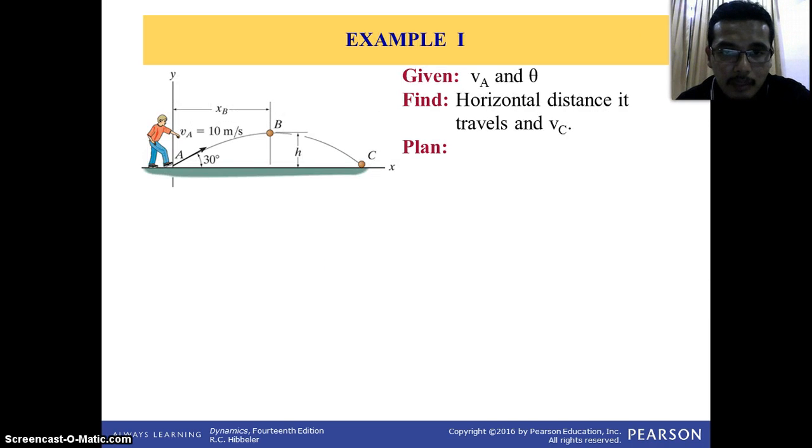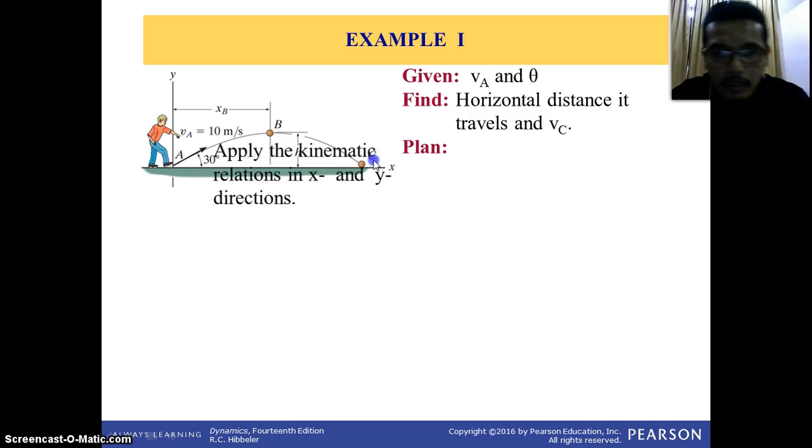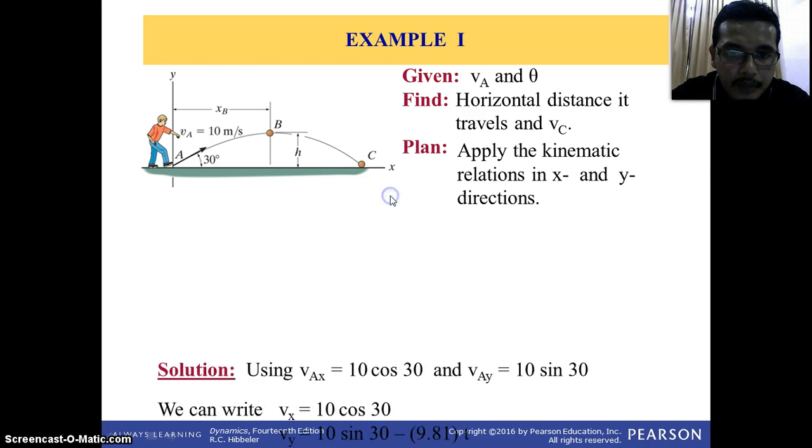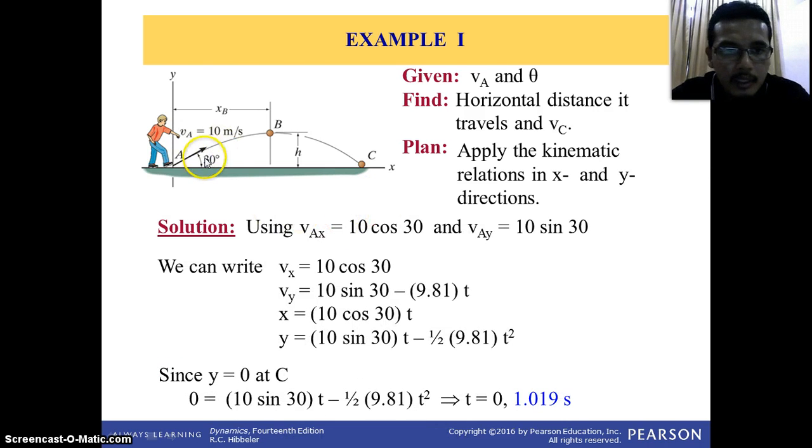Okay, we can see this example. Given V is 10 meter per second and the angle is 30 degrees. We need to find the horizontal distance from A to C, and also VC, the velocity when it hits the ground at point C. So our plan is to apply the kinematic relations in the x and y directions. Using VA, we have two components, x and y. So VAx is 10 cos 30 and VAy is 10 sin 30.